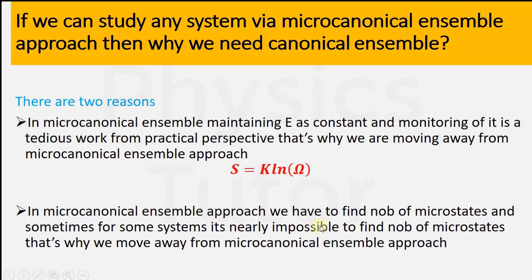So in the microcanonical ensemble approach, we have to find the number of microstates, and sometimes for some systems it's nearly impossible to find the number of microstates. That's why we move away from the microcanonical ensemble approach and we use the canonical ensemble.